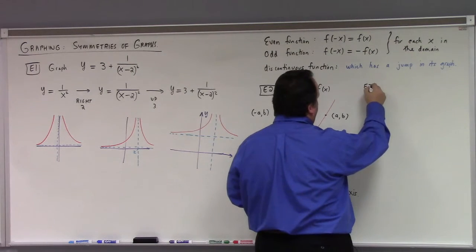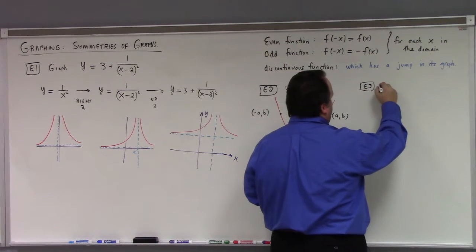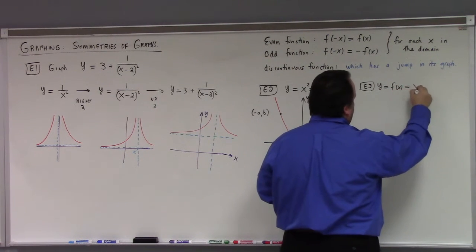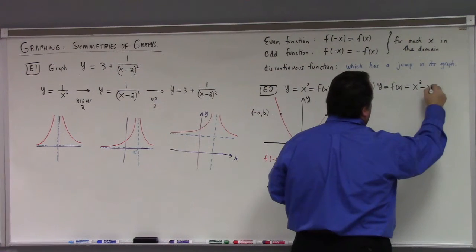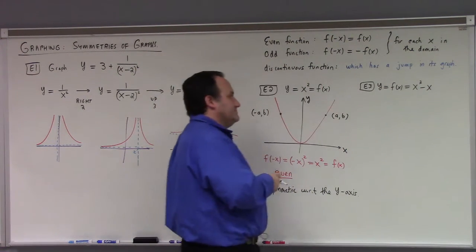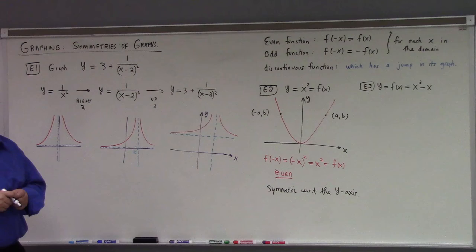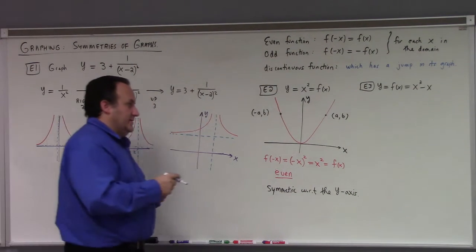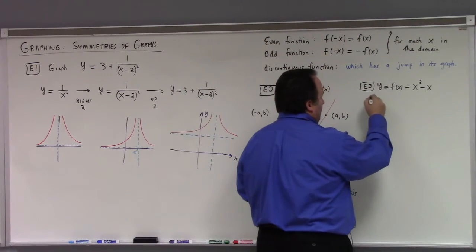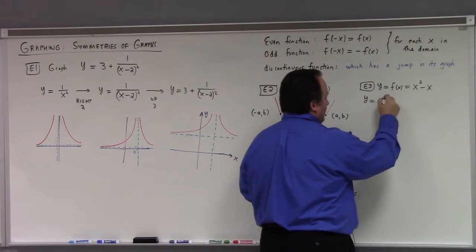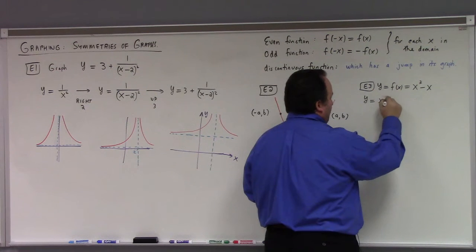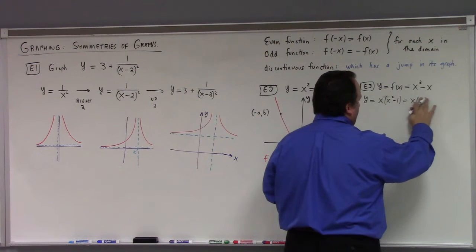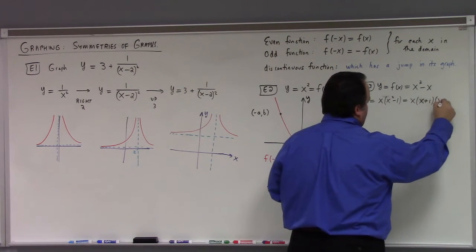Example 3. Suppose we look at y equals f of x. This time f of x is going to be x cubed minus x. All right. So how do you graph x cubed minus x? Let me show you. What we're really looking at is x times x squared minus 1, which is x times x plus 1 times x minus 1.